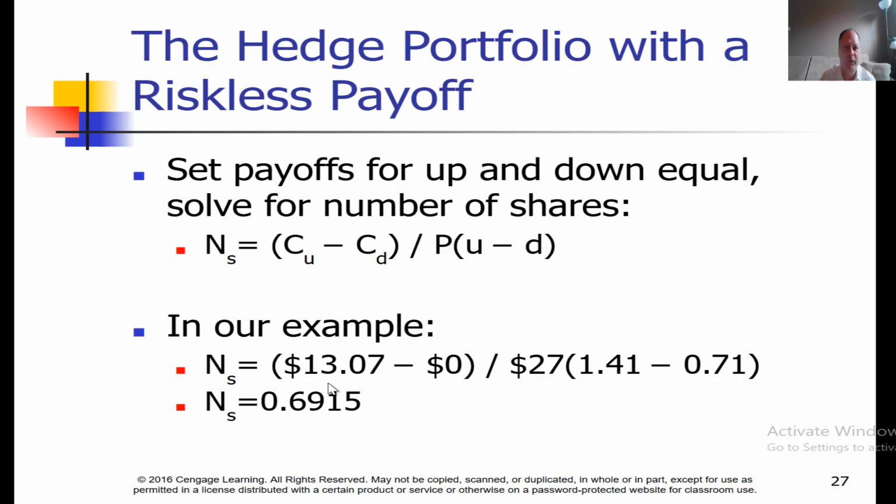Our determined value of the option if the stock price goes up of 13.07 minus the value of the option if the stock goes down of 0, divided by the initial stock price 27 times 1.41 minus 0.71. So the number of shares we will want to go long for a risk-free portfolio is 0.6915.